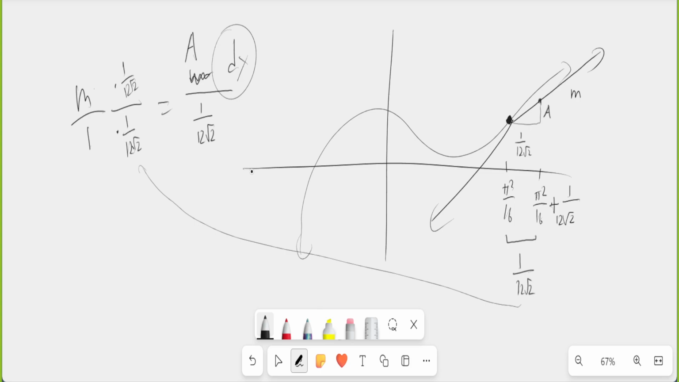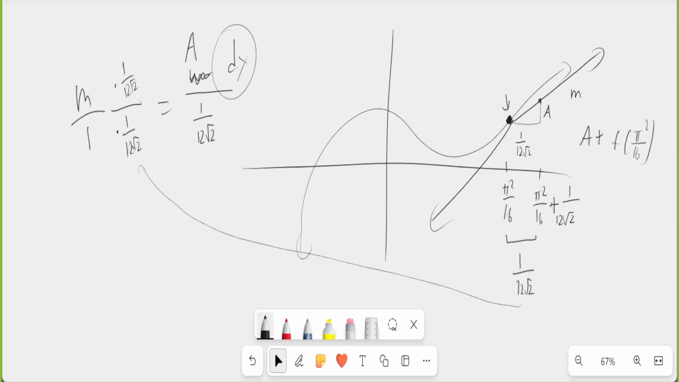But it's just local linearization, right? So you find the tangent line, and then you know that the x moves this much, 1 over 12 root 2, between your 2 points. And since you know the slope of the tangent line, you can find how much up it moves in y. So you add A. So your final answer will be A plus the y value of this point, so f of pi squared over 16. Does that make sense?